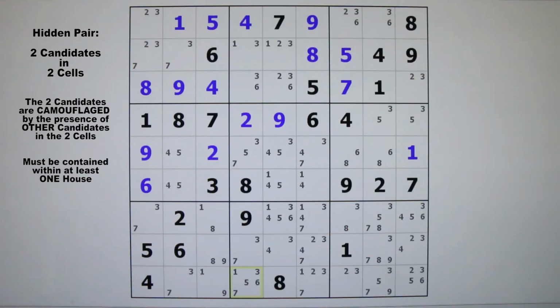Let's take a look at block 8, and we see that there are only 2 candidate 5s and 2 candidate 6s, and they lie in the same 2 cells. They are here and here.